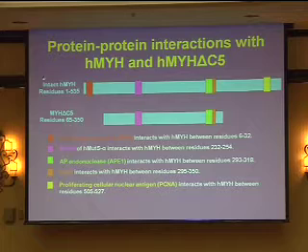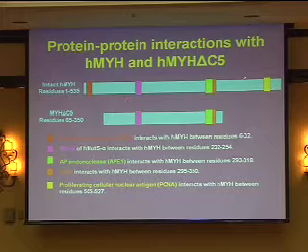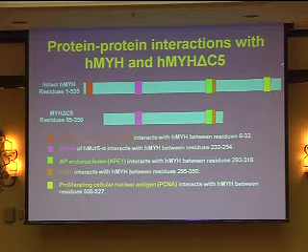So here, this is full-length HMYH, and here I show that there are 5 very important protein-protein binding sites. At the N-terminus, replication protein A interacts with HMYH, and at the C-terminus, proliferating cellular nuclear antigen also interacts with HMYH. Both of these proteins are involved with DNA replication.